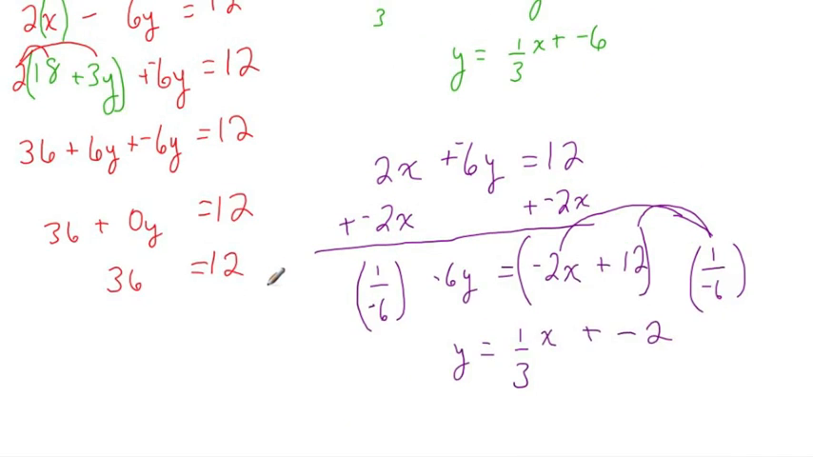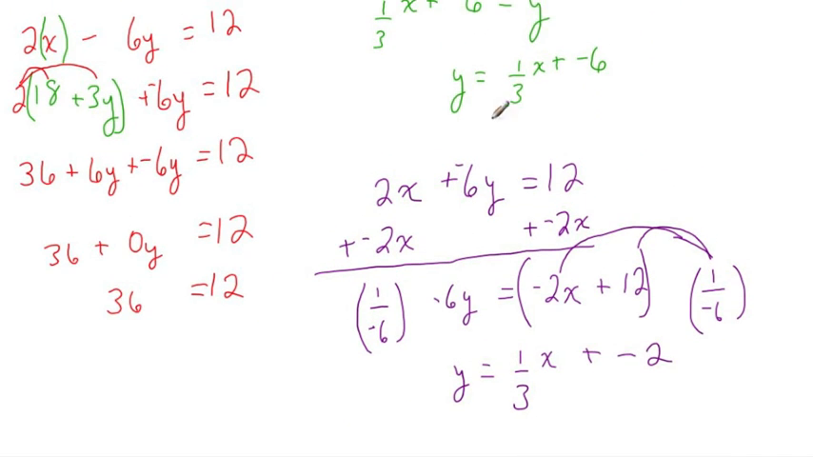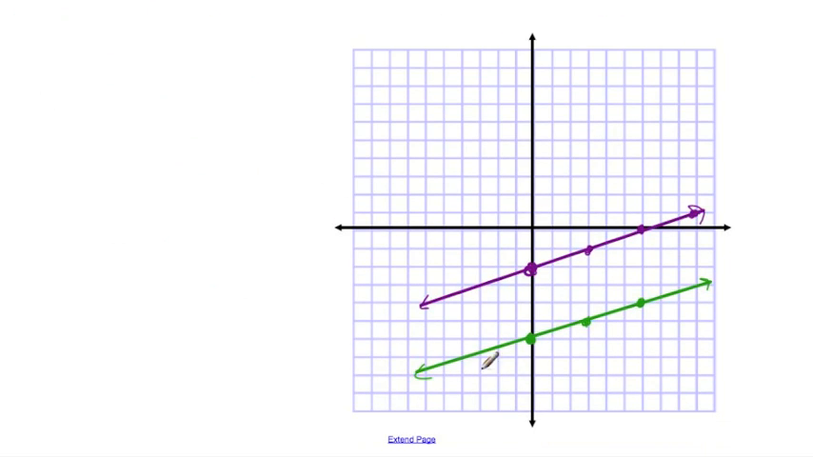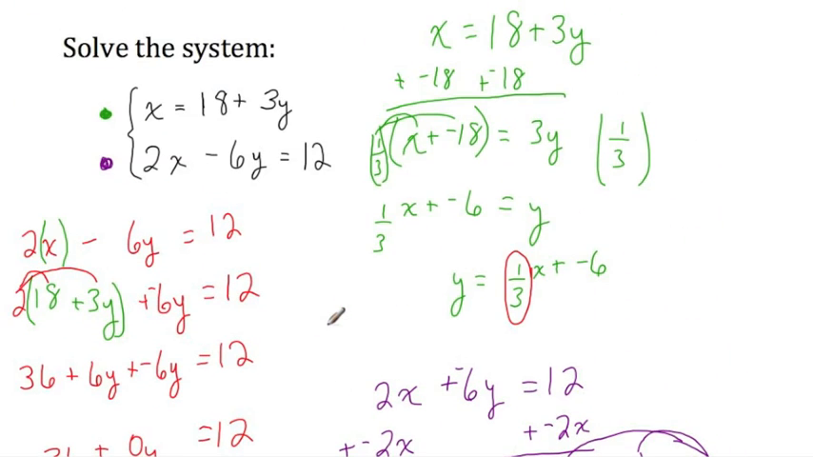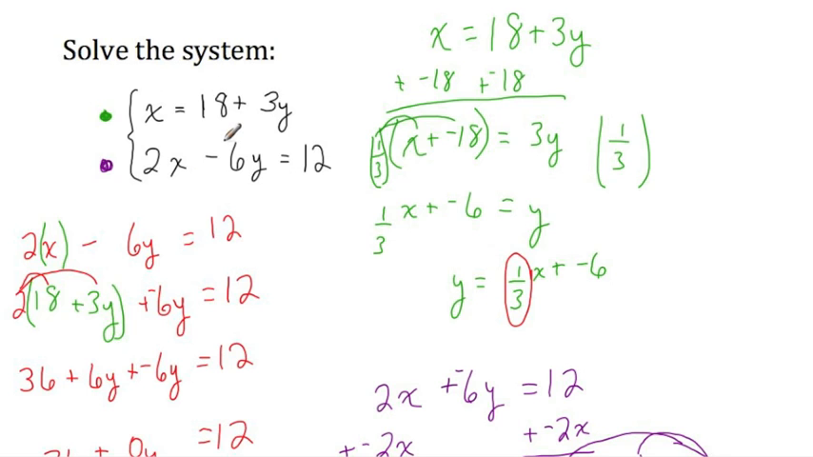Another way that we can tell that these two are parallel is once we put them in slope-intercept form, both of them had a slope of 1 third. And we know that lines with the same slope are parallel. So these two lines are parallel, therefore they will never touch. As a result, there will be no solutions to this system of equations.